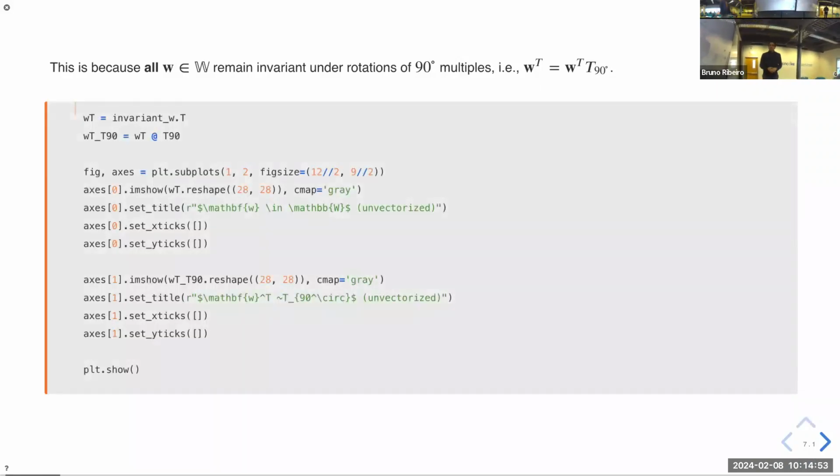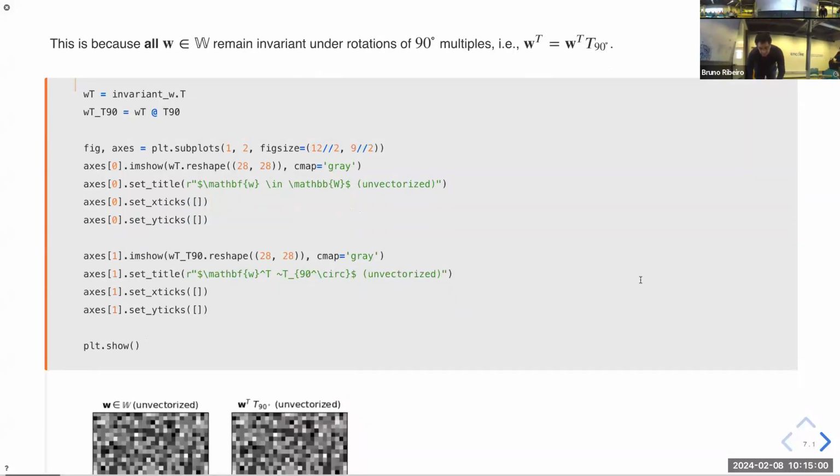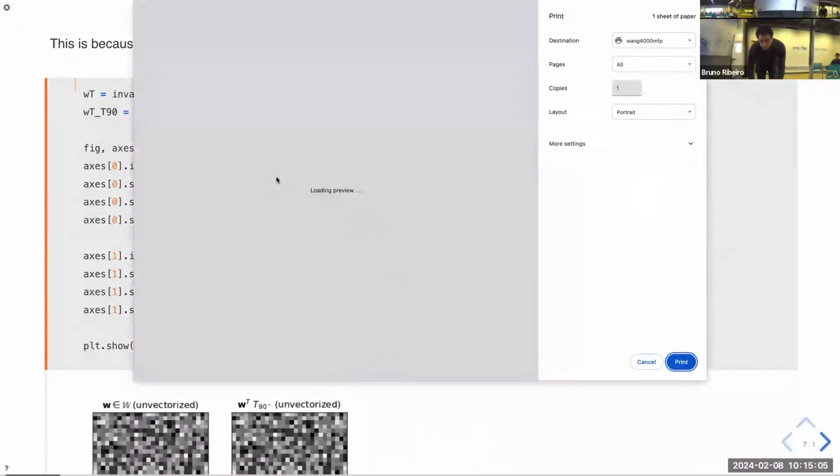Okay, so let me show you. Let me show you this actual multiplication. Oh no.